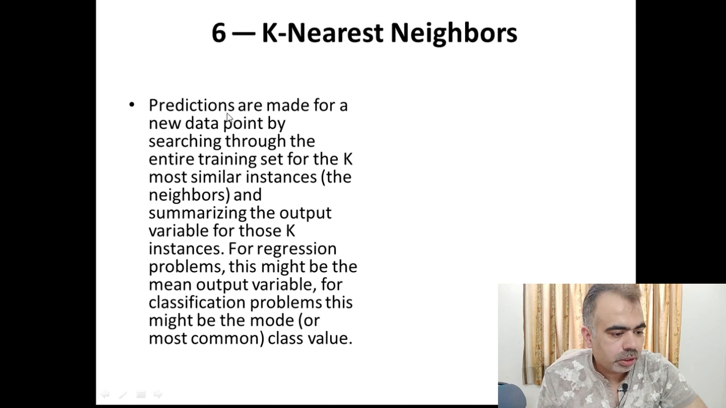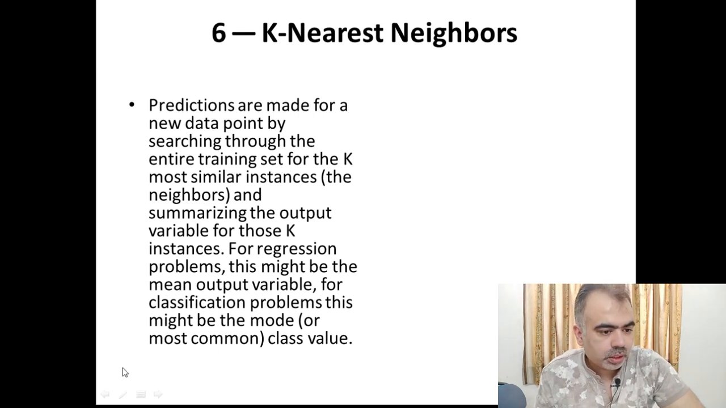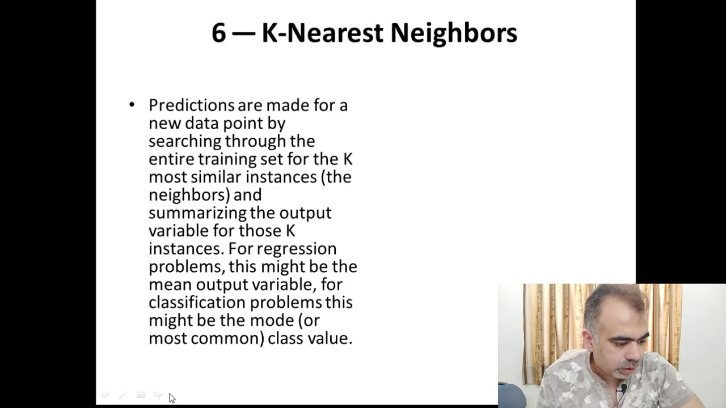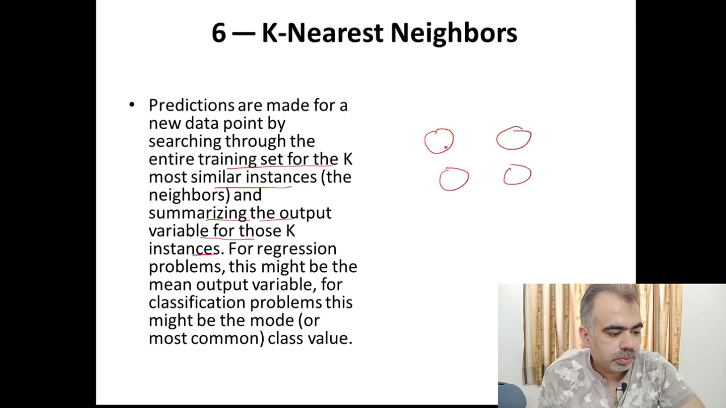Predictions are made for a new data point by searching through the entire training set for the k most similar instances. In the k nearest neighbor algorithm, basically we search for similar instances, and summarizing the output variable for those k instances, we basically make the cluster, having things that have similar properties. For regression problems, this might be the mean output variable, and we can also use statistical techniques for that. For classification problems, this might be the mode.